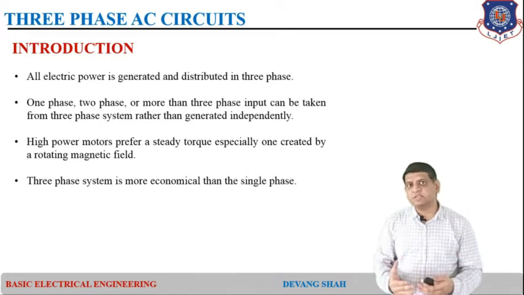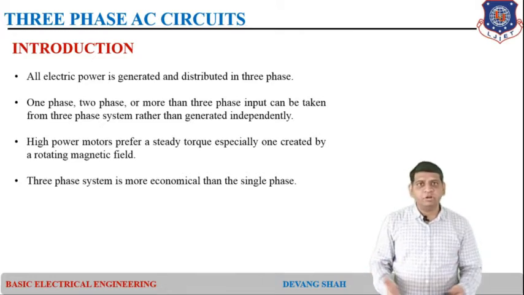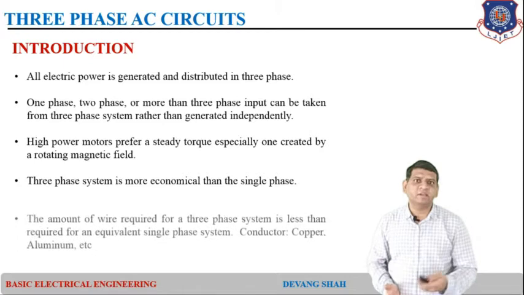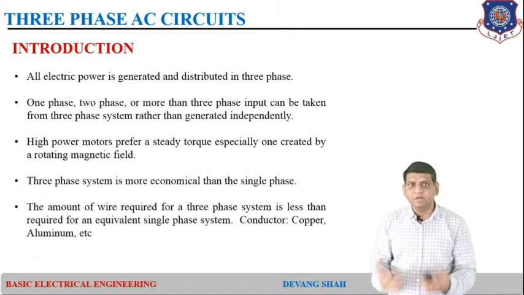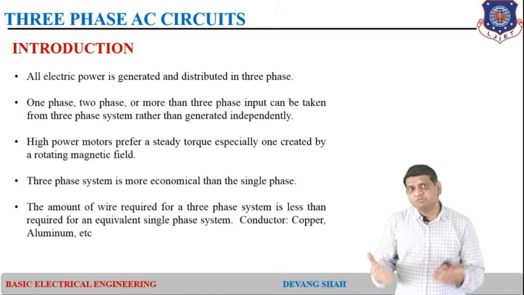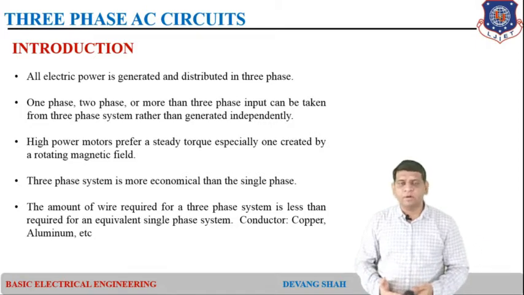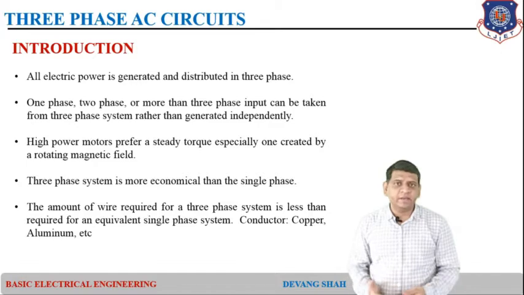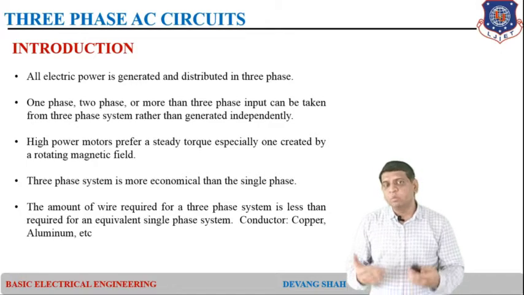Within the same assembly, if you are able to generate three phase, that is more cost effective. Here you can save the cost of copper as a conductor, aluminum as a conductor. In that way the system is more economical.